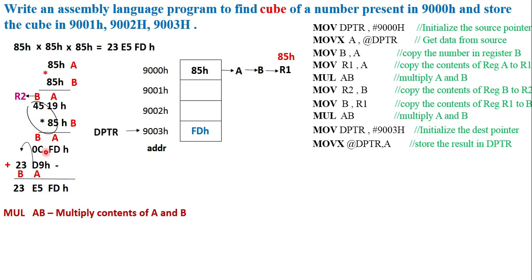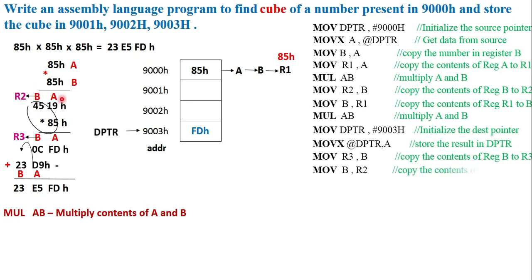But before that, we make a note over here that B already has an important data 0C which we have not yet safeguarded anywhere. So let's keep a copy of this into another general purpose register, say R3. So copy the contents of B into R3. The instruction for that is MOV R3, B. Now that 0C is safe in the R3 register, we can reload back this number 45 into the B register. That is, we can take back R2 into B. So the instruction for that is MOV B, R2.